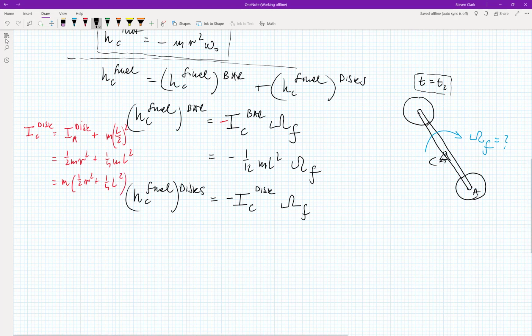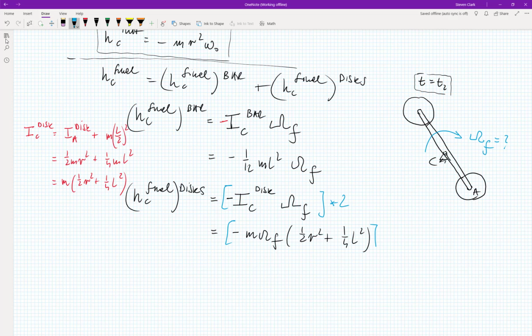Okay, guys, so this is the moment of inertia of one disk. Minus m omega final times 1/2 r squared plus 1/4 l squared, of course times 2, times 2 disks. So we will actually end up with minus m omega final times r squared plus 1/2 L squared.